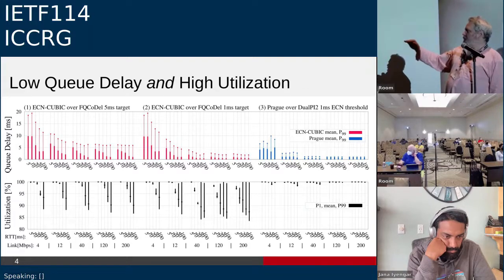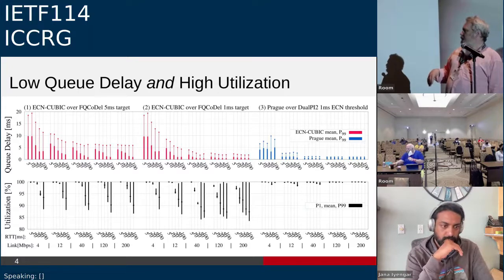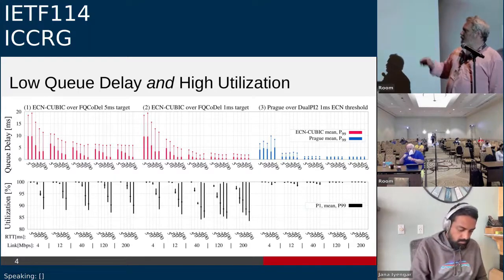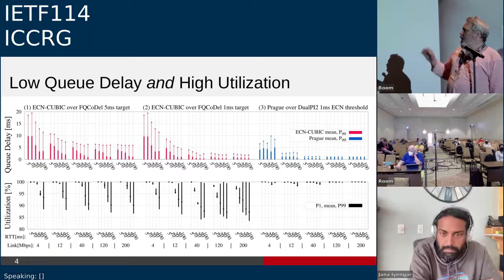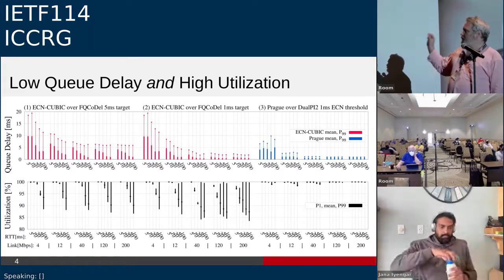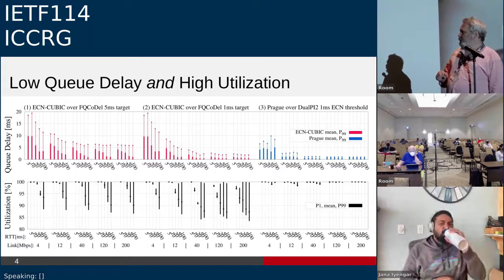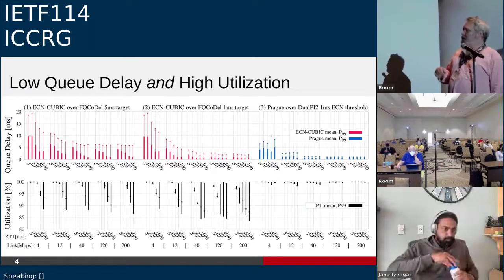The mean, which is the little horizontal bar in the middle of the vertical bar, goes down to about 87, 88%. And you can see the first percentile and 99th percentile also, well, the first percentile goes down below 85% in the highest BDP case tested. Whereas on the right, you can see if you use a 1 millisecond threshold with TCP Prague because of the small sawteeth, you get near 100% utilization as well. And that's just showing you proof of that point. Next slide.